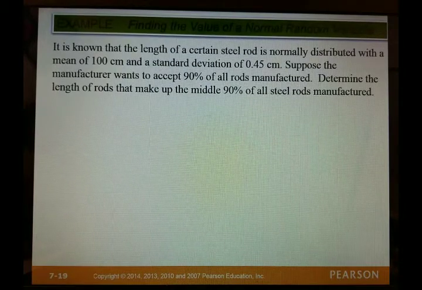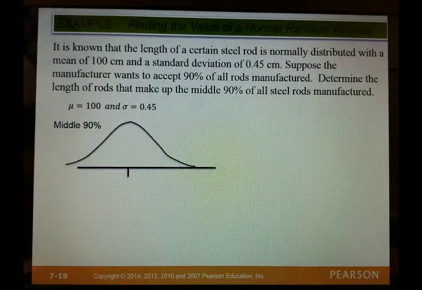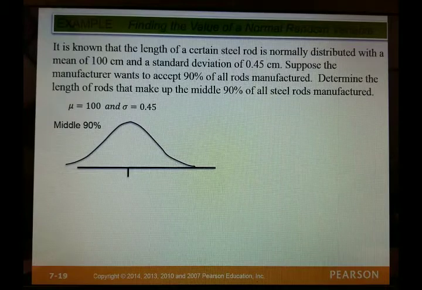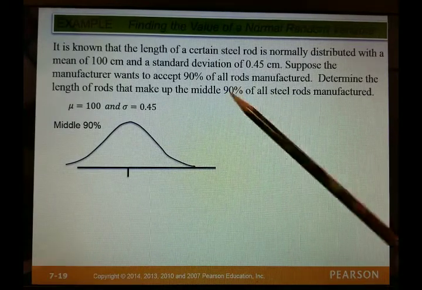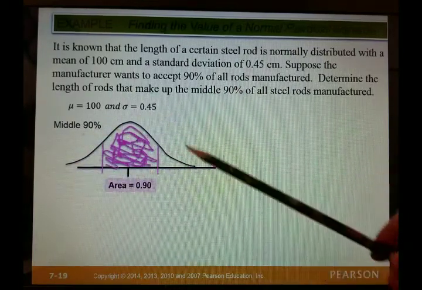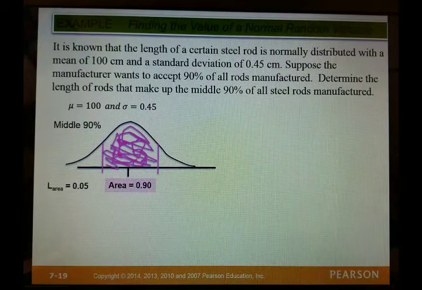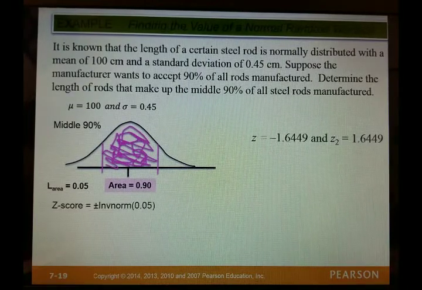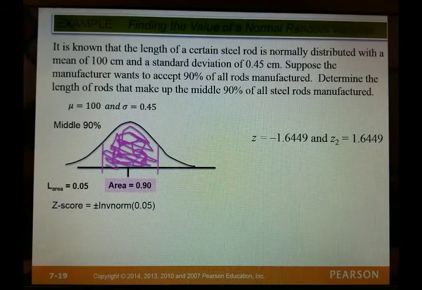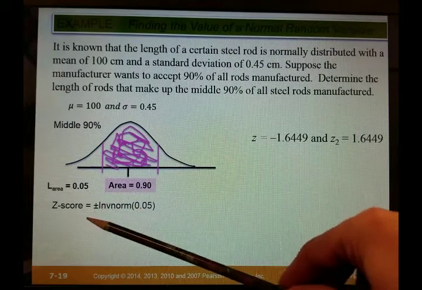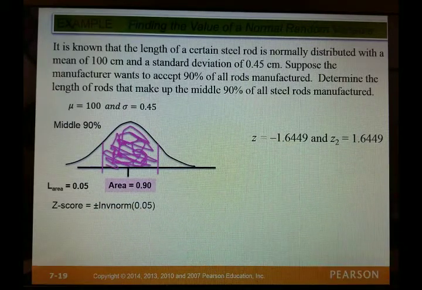It's known the length of a rod is normally distributed with a mean of 100, standard deviation 45 hundredths. Notice I drew a normal, drew a mean, drew my standard deviation. Suppose the manufacturer wants to accept 90% of all rods. What's the middle 90%? So the area in the middle is 0.90. That means I've got 10% to cut in half. That means 5% is this area on the left. If that left area is 5%, to get its z-score, we would do the inverse norm of 5%. So again, when you know the area on the left and you want the z-score, you do the inverse norm. Now remember, this was splitting at 5% here and 5% here, so that's why I did a plus minus on that. So I do have a negative and a positive z-score.